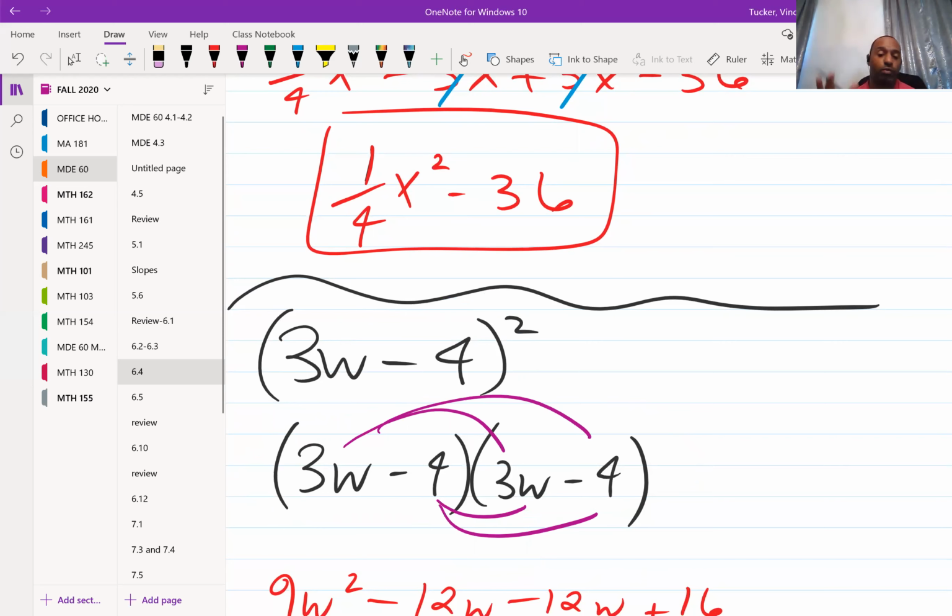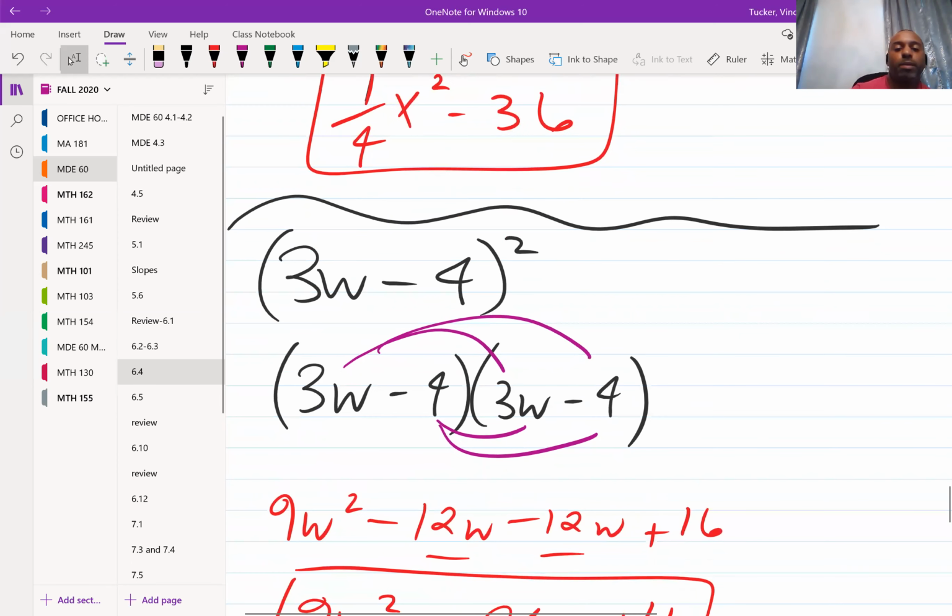Like I said, what you have to do is represent 3w minus 4 times 3w minus 4. Then do your binomial distribution, distributing 3w. 3w times 3w is 9w squared. 3w times negative 4 is negative 12w. Negative 4 times 3w is negative 12w. And then negative 4 times negative 4 is positive 16.